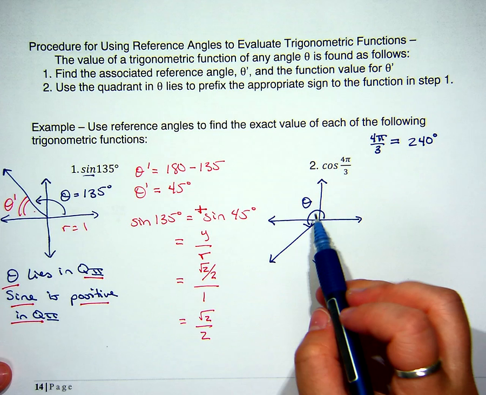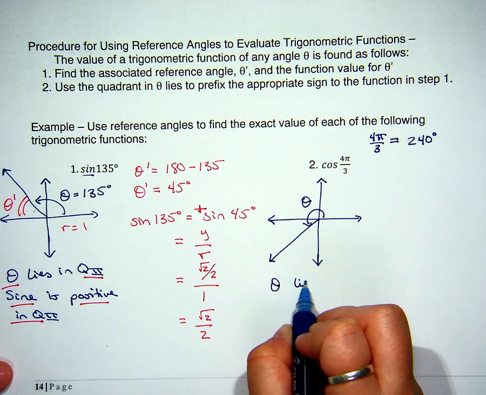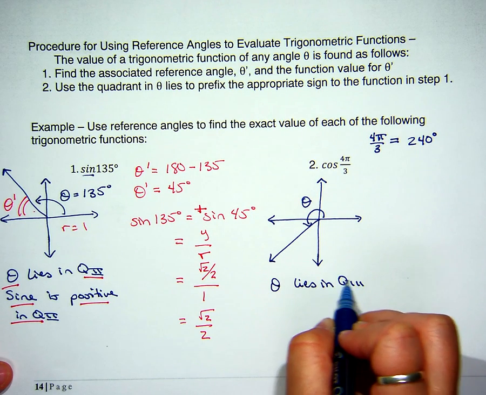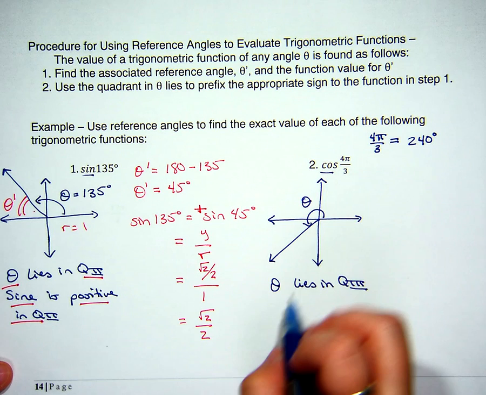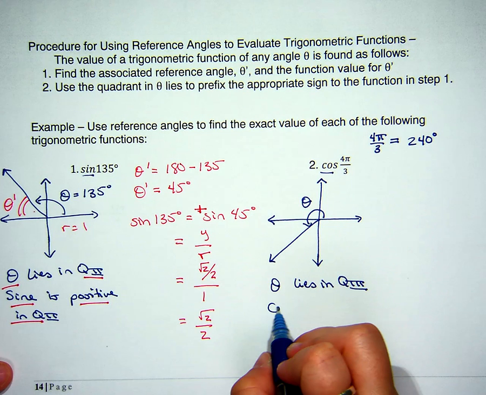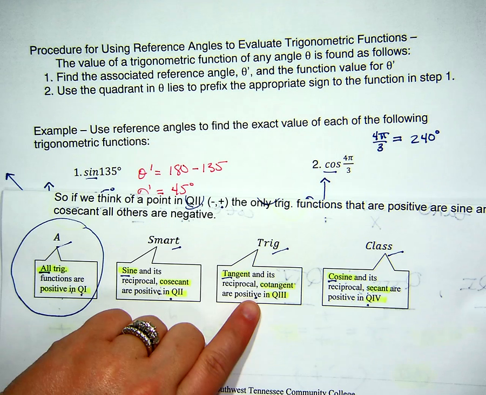So here we have theta lies in quadrant 3. My function, cosine, is, let's go back to our rules, right? Quadrant 3, cosine's negative.